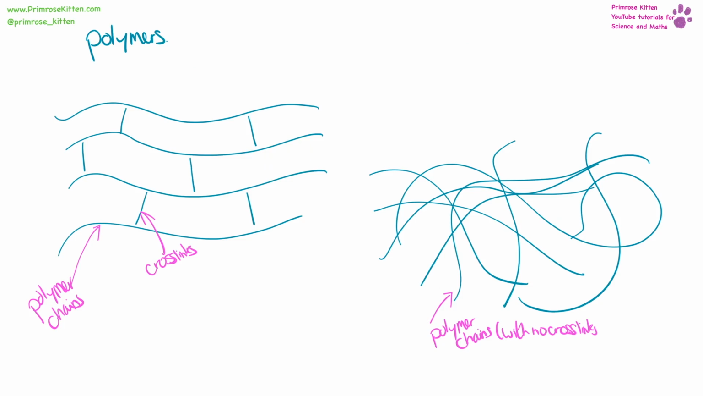With polymers, whether they have cross-links or not is going to determine what their properties are like. Polymers that do have cross-links are very, very fixed in place. These are going to burn upon heating, whereas polymers without cross-links are going to melt upon heating, because these polymers can slide across each other, whereas these ones cannot slide across each other.